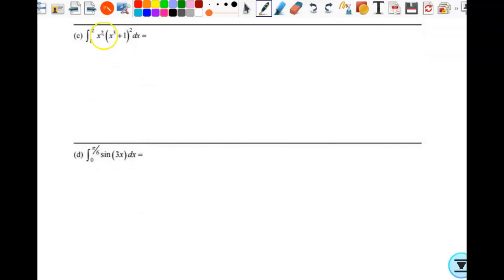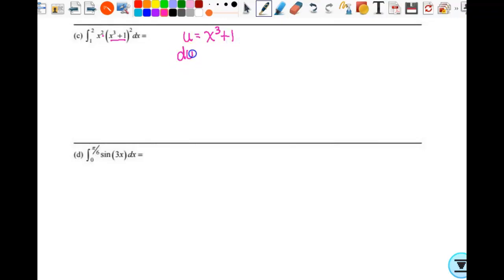So let's try this one. So I have a product here. Is there a product rule for integration? No. So what do we want to try? U. What do we want to try as our u? X cubed, okay? So u equals, so the inside of the parentheses, right? U equals x cubed plus 1.